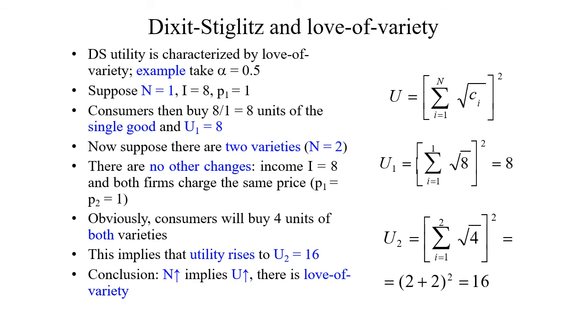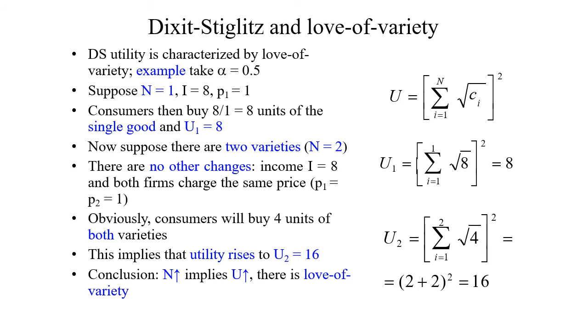Okay, let's assume the first case we have one variety, or n equal to 1. We assume we have an income of 8 Rand. We assume that the price of the one good in the market is 1 Rand. If you spend your budget on the one good, it will be 8 Rand divided by the 1 Rand price of the product, and that will give you 8 units of product 1. You take those 8 units and plug them into the utility function, and you'll find that utility U1 is equal to 8.